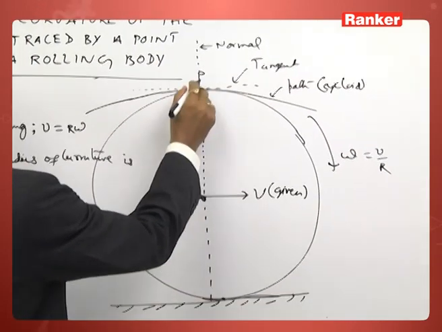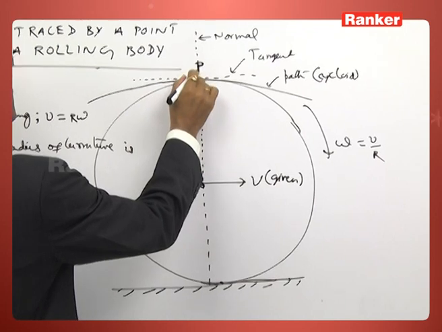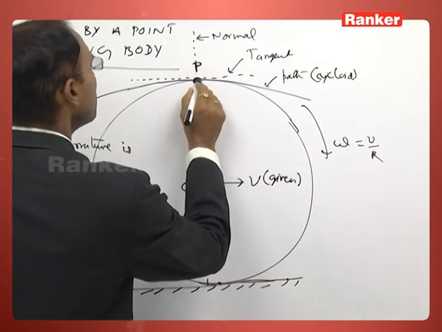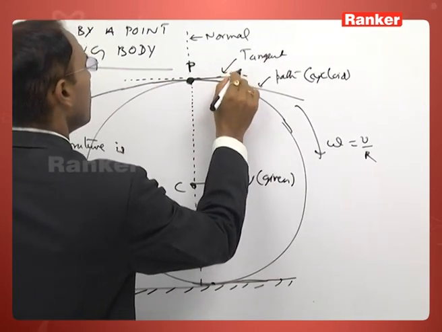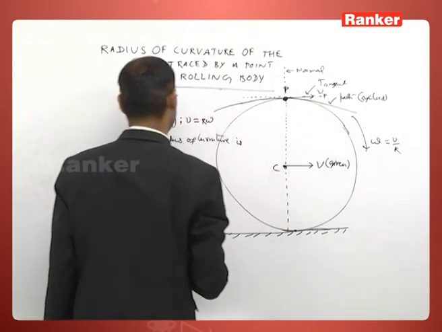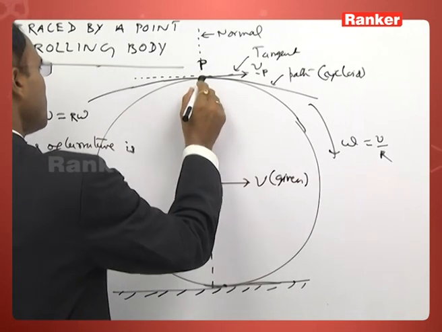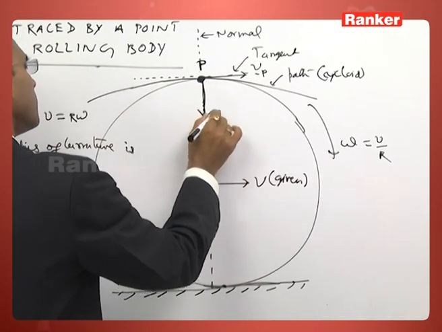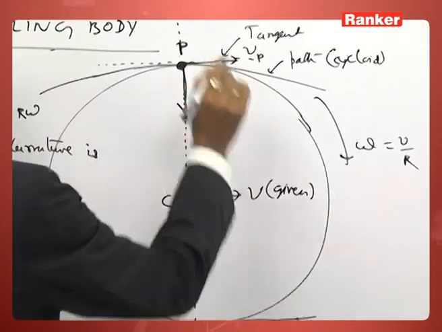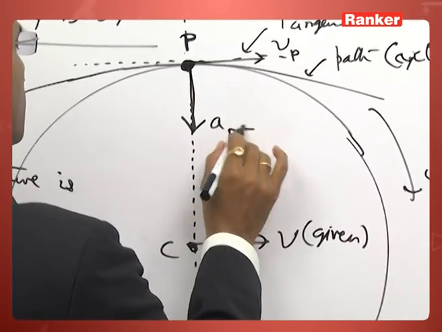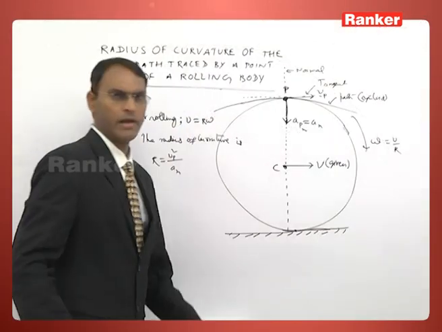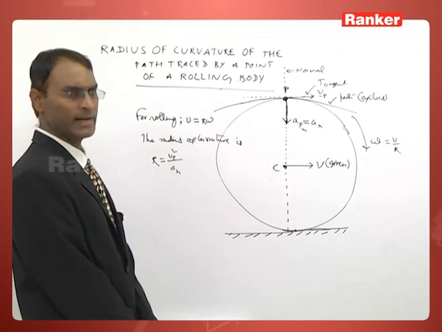Hence, we expect that this point P, when it moves in this way with velocity Vp, this is the velocity Vp, its acceleration should be in this direction, a_P normal direction, or you can call it normal acceleration.